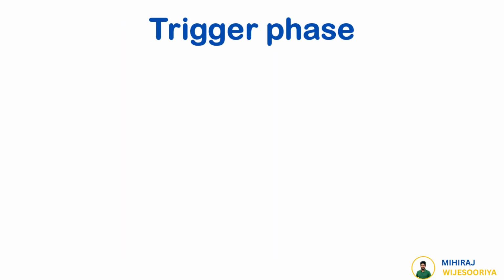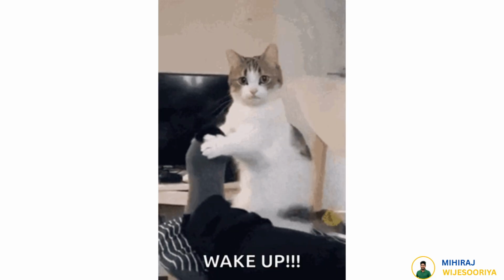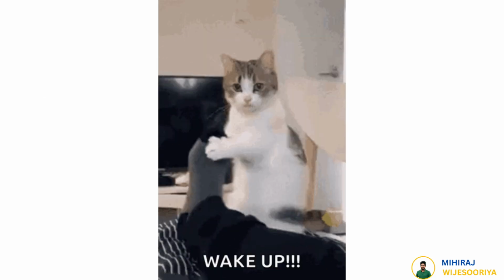Step 1, the trigger phase. Lambda doesn't just start on its own. Something has to trigger it, like an API gateway request, an S3 upload, or even a database event. That trigger says, hey Lambda, wake up, we've got work. And Lambda's like, say no more.